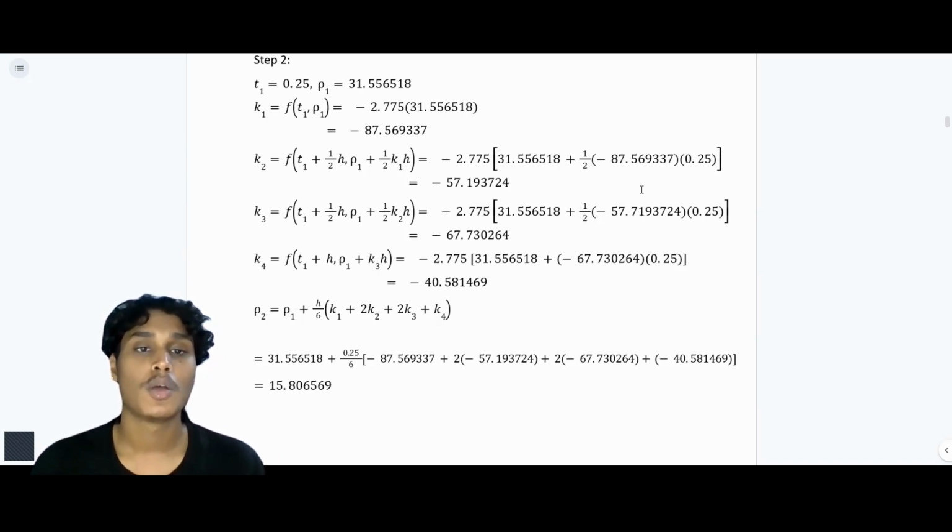to get the answer negative 40.581469. So we will use k1, k2, k3, and k4 to substitute into the p2 formula, whereby p2 equals p1 plus h/6 (k1 plus 2k2 plus 2k3 plus k4) to get the answer 15.806569 for the second iteration. That's all from me.